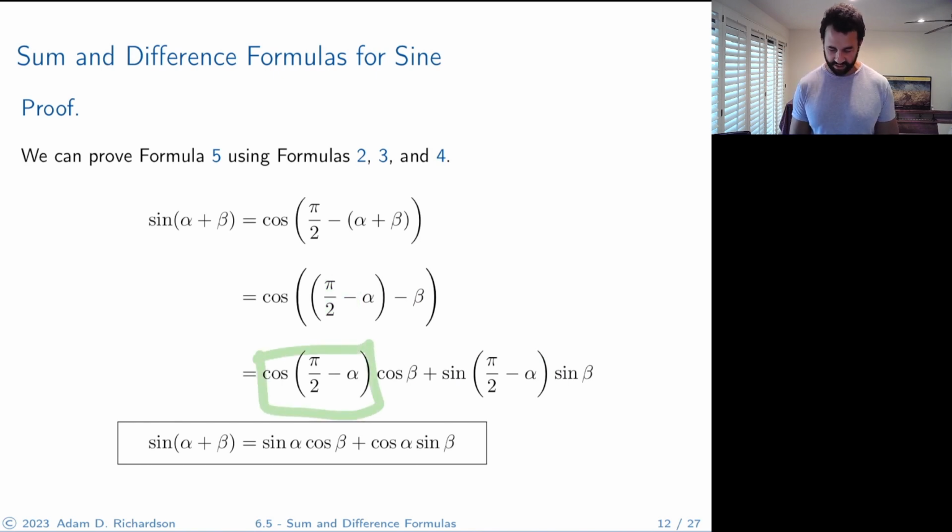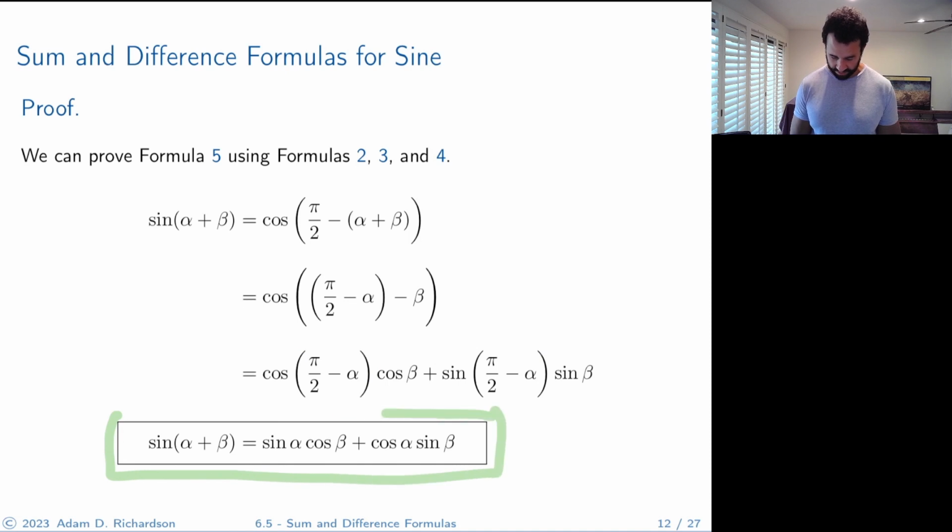Remember that cosine of pi over 2 minus alpha is the same as sine of alpha, right? So if you have that shift, or really I should say reflection and a shift, you're going to get the sine function. Similarly, sine of pi over 2 minus alpha gives you cosine of alpha. So using those identities, we get the one we were trying to prove.